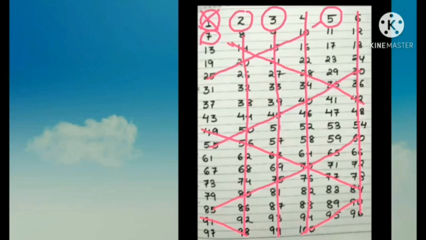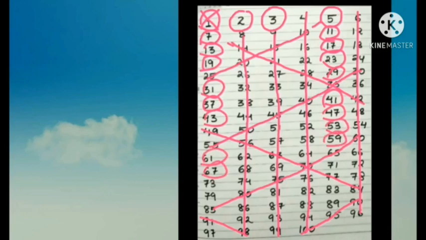Here you can see 11, 13, 17, 19, 23, 29, 31, 37, 41, 43, 47, 53, 59, 61, 67, 71, 73, 79, 83, 89, and the last one is 97. So in total we can see that there are 25 prime numbers between 1 and 100.